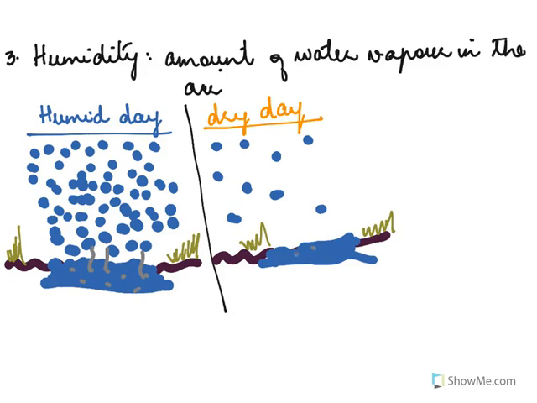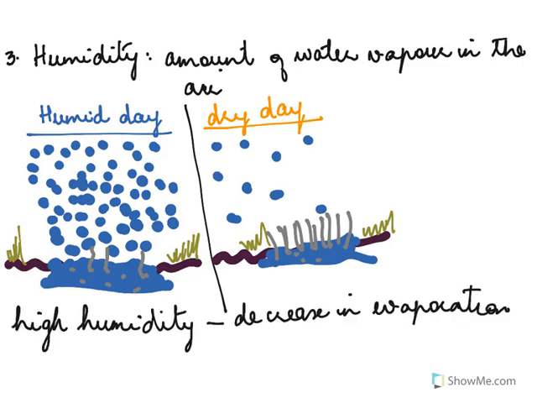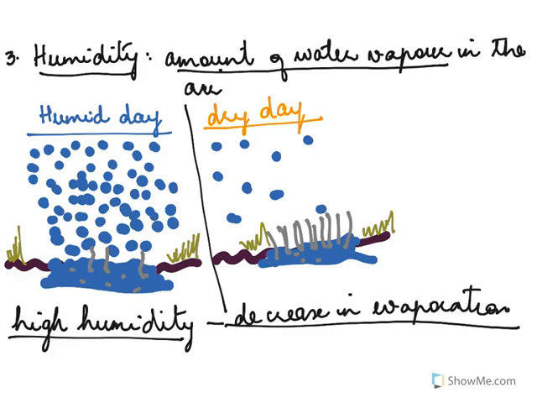But when you go to a dry day, these water molecules will find it very easy to escape into the air, because there is so much space available for more water vapor. So on a humid day, the evaporation is less, but on a dry day, the evaporation increases. So we go back and see humidity is nothing but the amount of water vapor in the air. And high humidity will cause a decrease in evaporation.